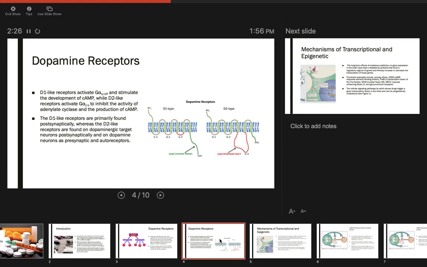Dopamine receptor. D1-like receptors activate Gαs/olf and stimulate the development of cAMP, while D2-like receptors activate Gαi/o to inhibit the activity of adenylate cyclase and the production of cAMP. D1-like receptors are primarily found postsynaptically, whereas the D2-like receptors are found on dopaminergic target neurons postsynaptically and on dopamine neurons as presynaptic autoreceptors.